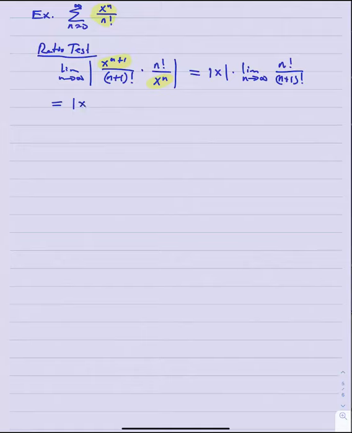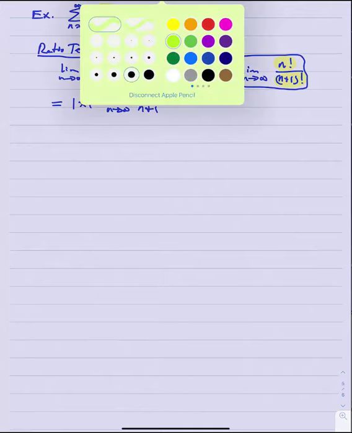What's that equal to? Absolute value of x times, what's the limit as n goes to infinity of n factorial over n plus 1 factorial? Well, I recognize that when I divide n factorial by n plus 1 factorial, what I get is 1 over n plus 1. Okay, what is this limit?